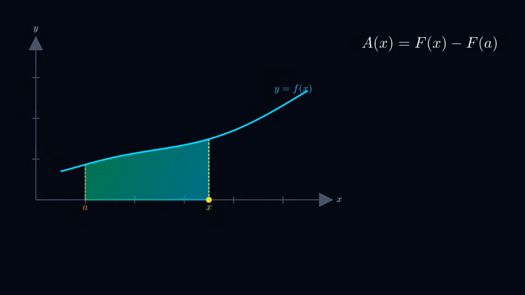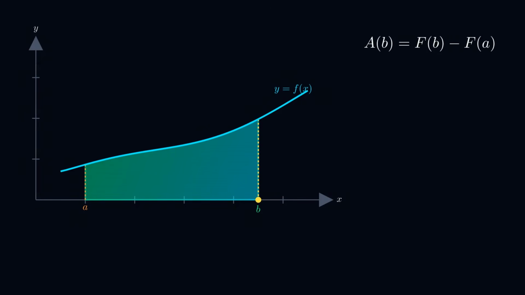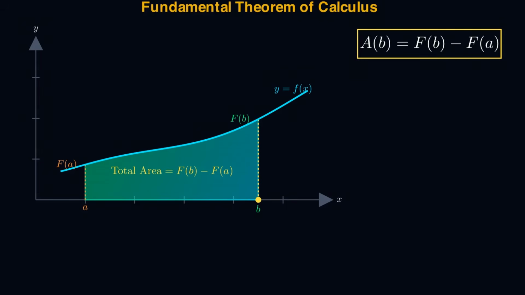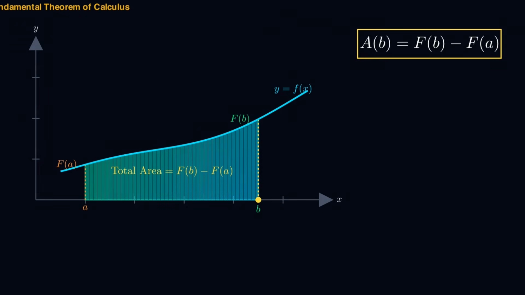Now watch what happens when we slide the boundary all the way to b. A of b equals F of b minus F of a. And there it is, an entire continuous area reduced to two endpoint values. That is the fundamental theorem of calculus. Instead of adding infinitely many tiny pieces one by one, we find an antiderivative and evaluate it at the boundaries.